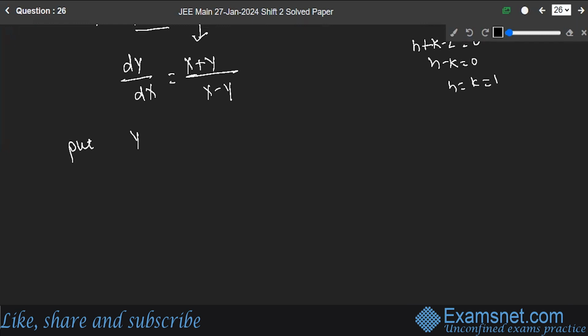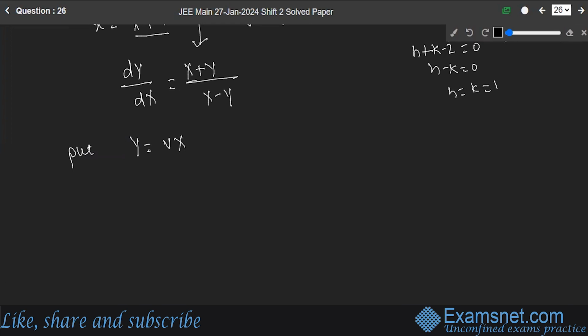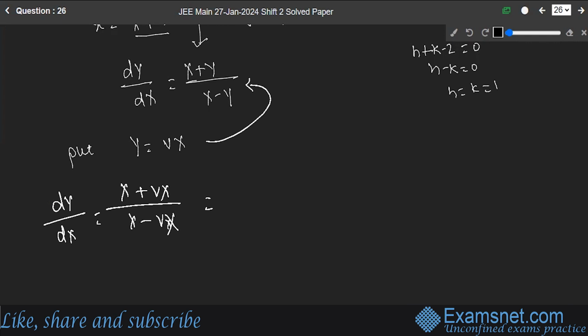Now let's put y is equal to vx. Let's differentiate it. First of all, before differentiating, I'll put this in this equation. You will have dy by dx is equal to (x plus vx) upon (x minus vx). Taking x common, this will be (1 plus v) upon (1 minus v). So you have dy by dx is equal to this.